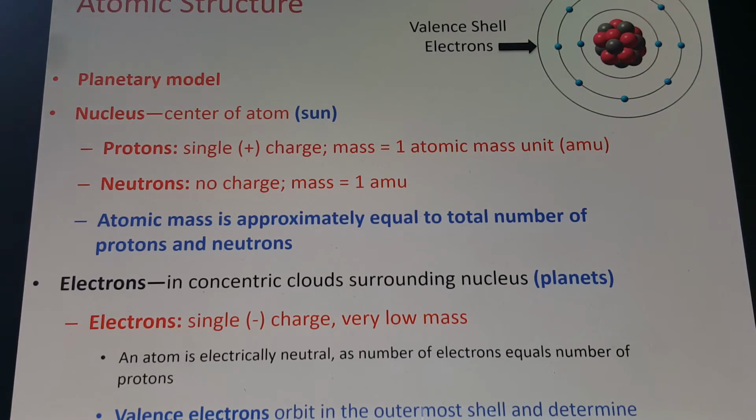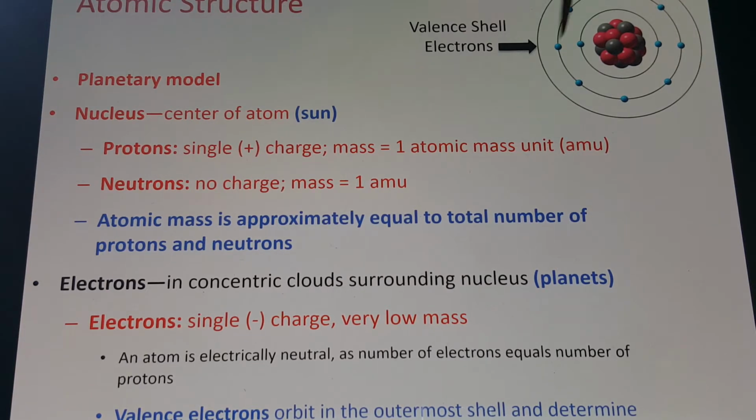is the nucleus. It's made up of protons and neutrons. Protons are positively charged and have an atomic mass unit of 1. Neutrons are neutrally charged, so they have no charge, and they have an atomic mass unit of 1. So this is where you get the weight or mass of your atom. You add up the number of protons in your element and the number of neutrons.